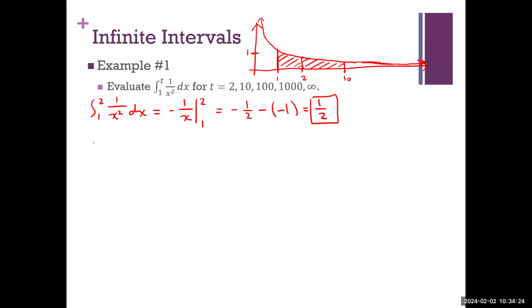It should get bigger, right? So now the integral from 1 to 10 of 1 over x squared dx. Same antiderivative, negative 1 over x. If I evaluate this at 1 and 10, what happens? Negative 1/10 minus negative 1 is 9 over 10.